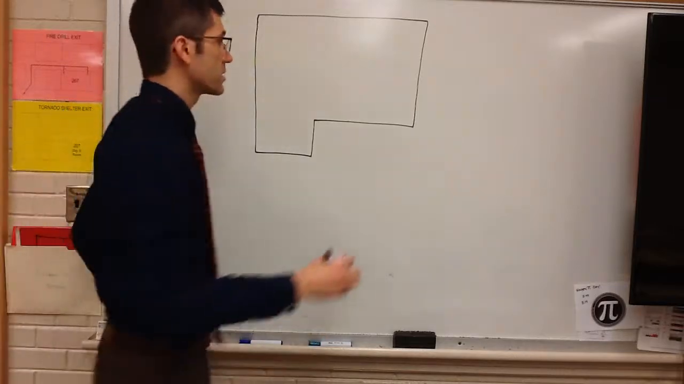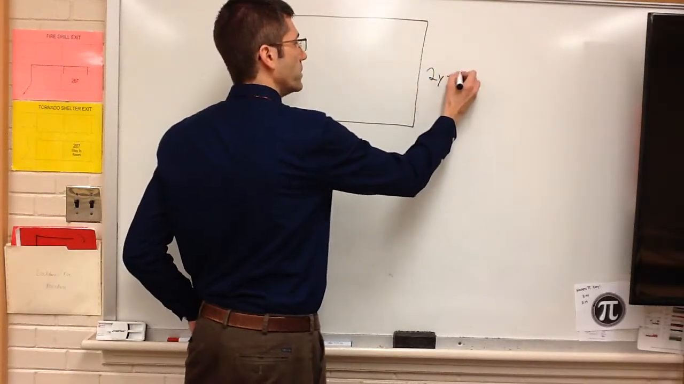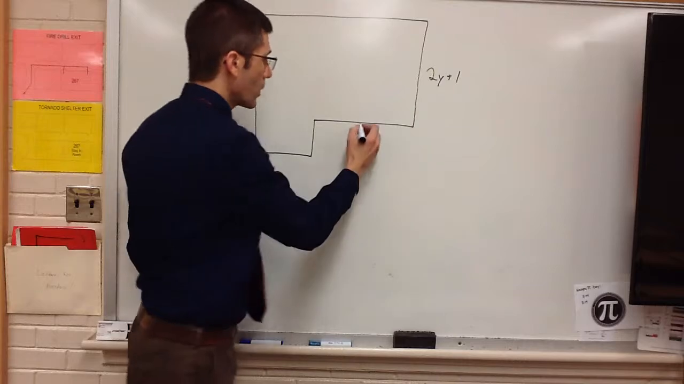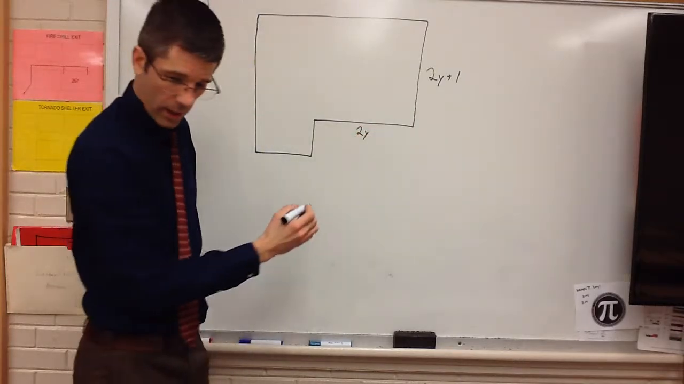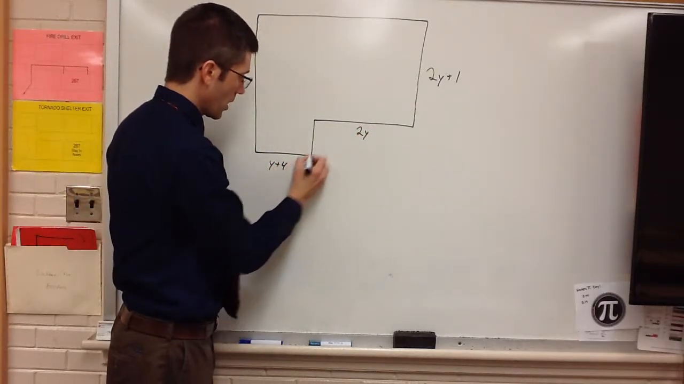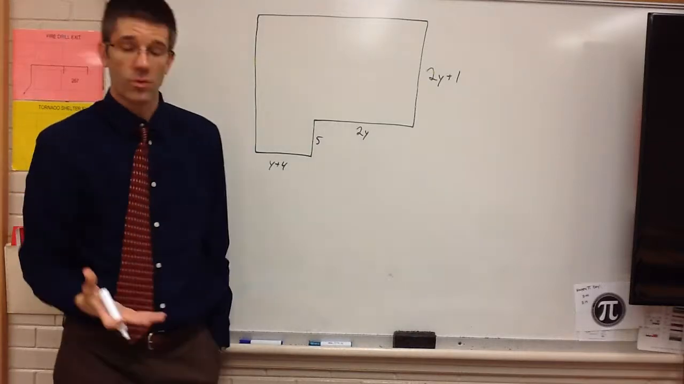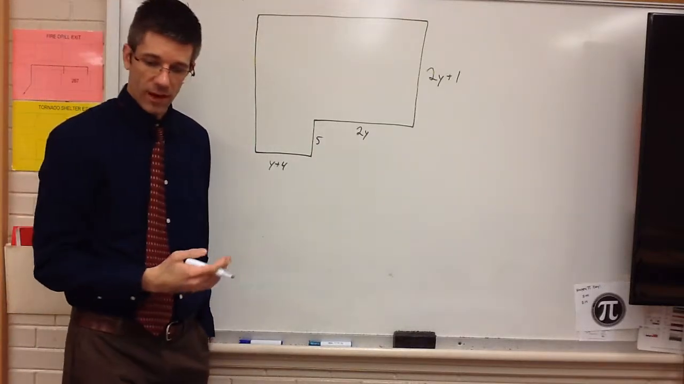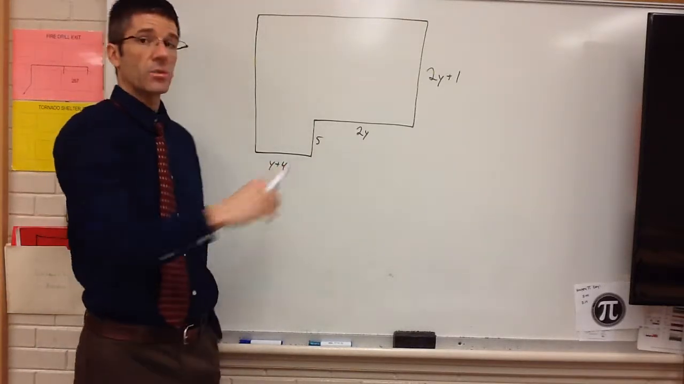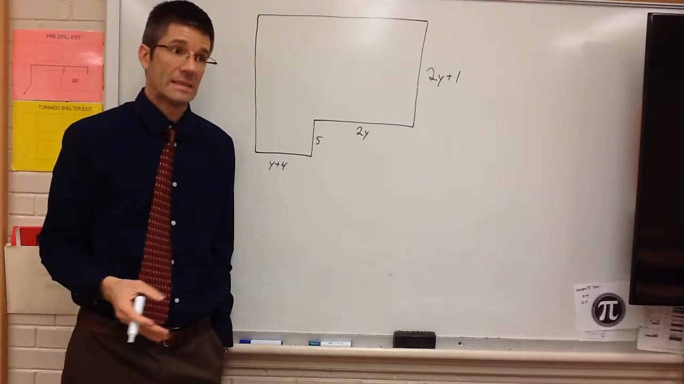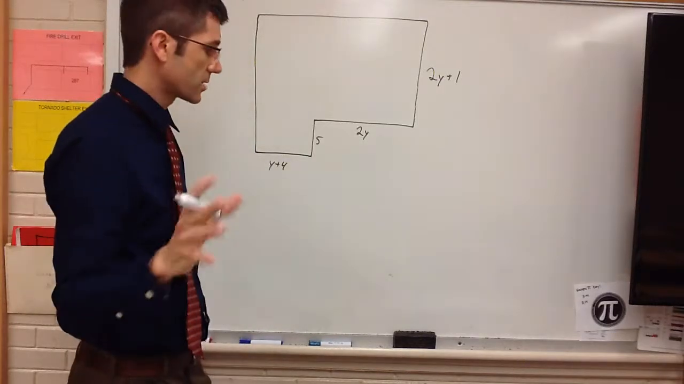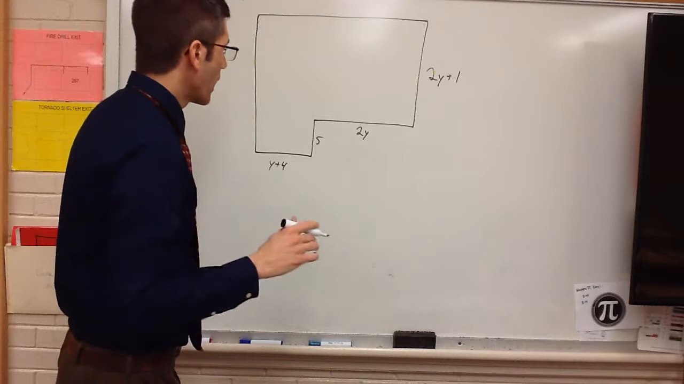Anyway, variables could stand for a lot of things. We have 2y plus 1 here. We have 2y here. We have y plus 4 here. And we have 5 here. And what we need to do is find the missing lengths of the sides. We need to find the perimeter, and we need to find the area. Oh my goodness, this one's going to be crazy. That's okay. This one's going to take a minute.